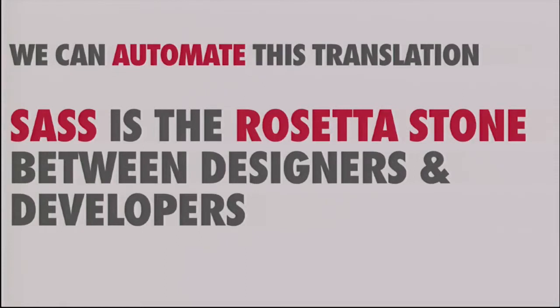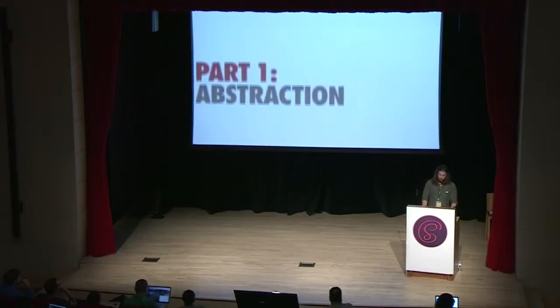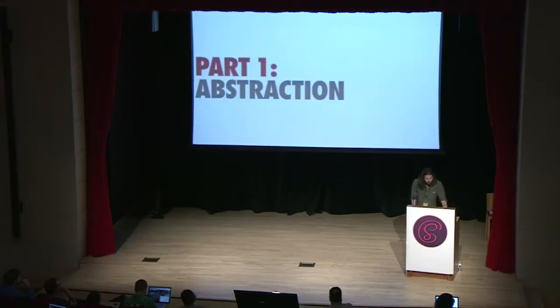With SASS, we can automate this translation. SASS can be our Rosetta Stone between what designers create in Photoshop and what developers need in CSS. So let's rebuild this button using SASS this time instead of doing a terrible job with CSS. First, before we get into the fun Photoshop to CSS translations, we need to do some code abstraction here.